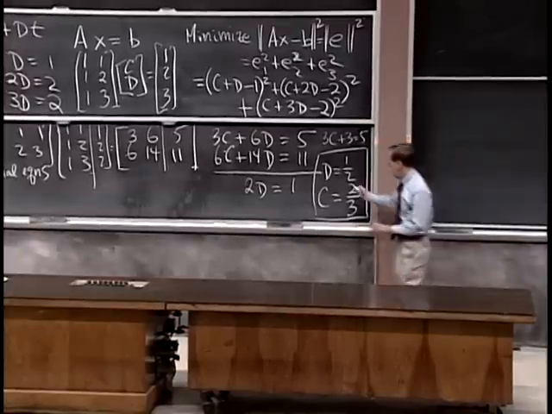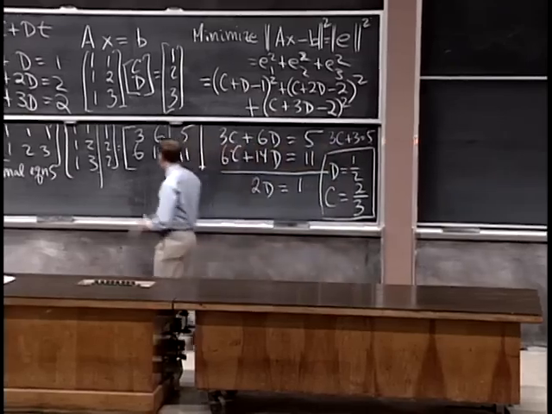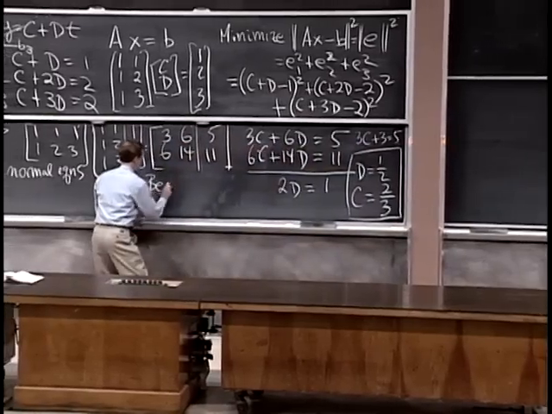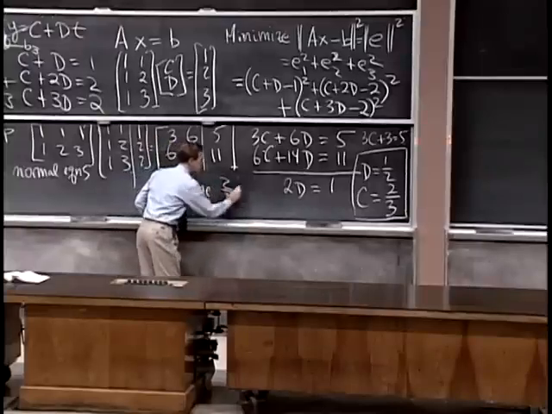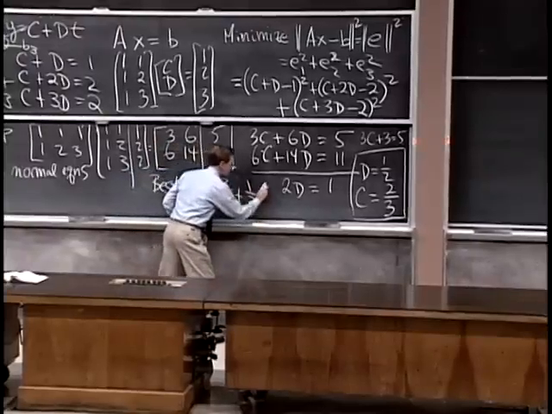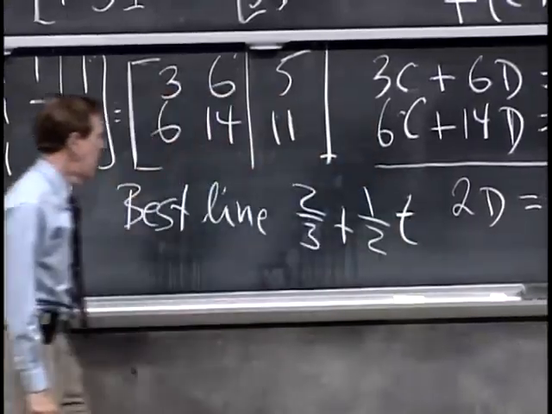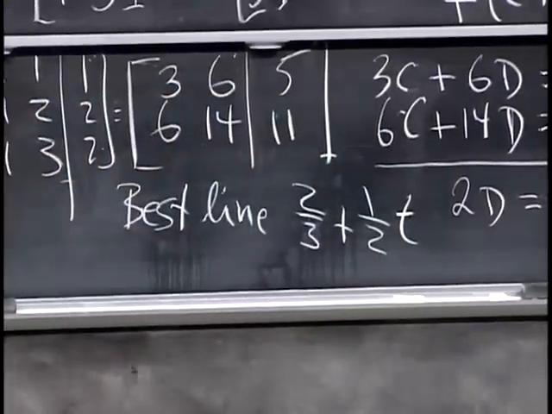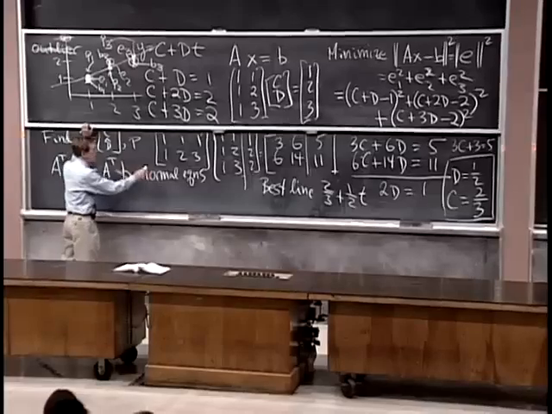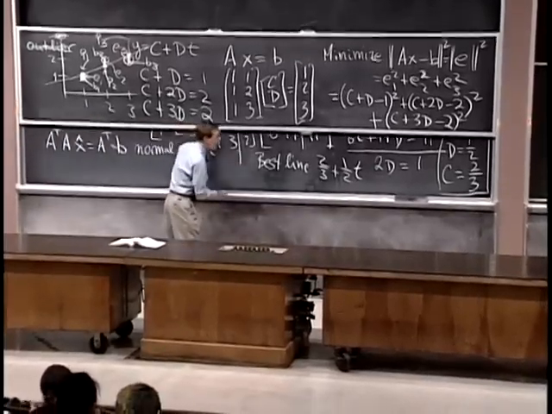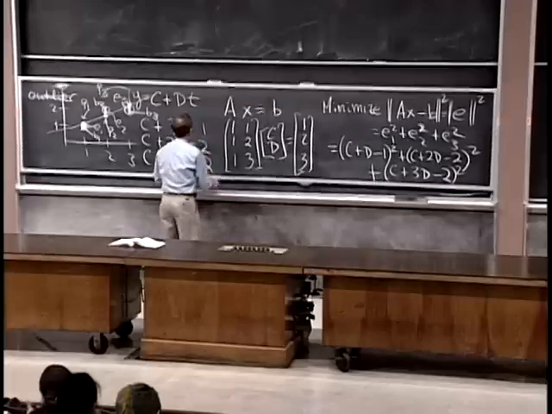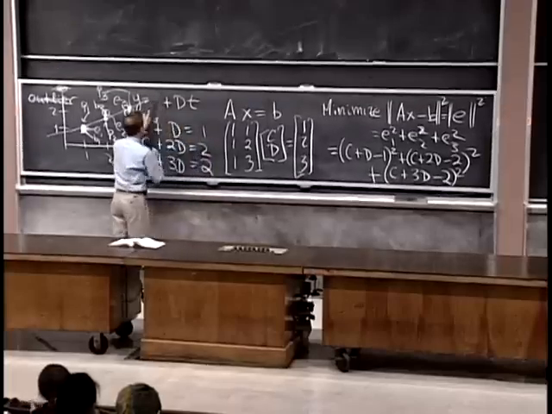So the best line is the constant 2/3 plus 1/2 t. And is my picture more or less right? Let me copy that best line down again. 2/3 and 1/2. I'll put in the 2/3 and 1/2.